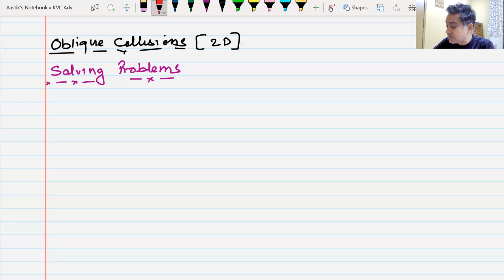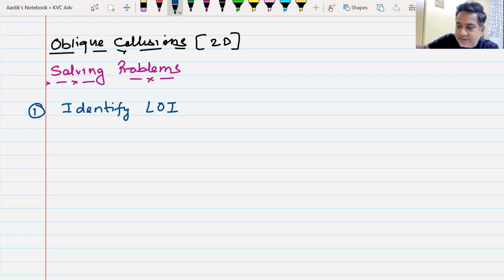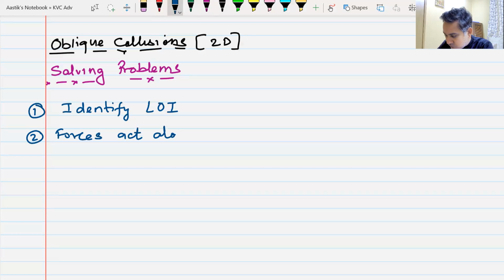So it is going to be an oblique collision. The first thing you must remember is to identify the line of impact. Do we understand this? Yes, sir. Identify LOI. LOI means the line of impact. Now remember, impulsive forces act along the line of impact. You can apply the value of e along the line of impact. So it is only along the line of impact.